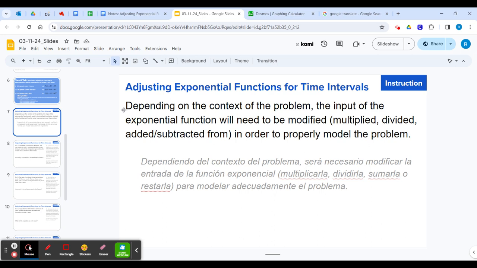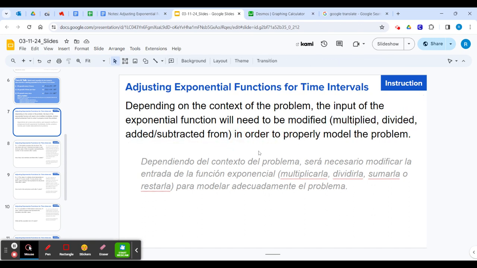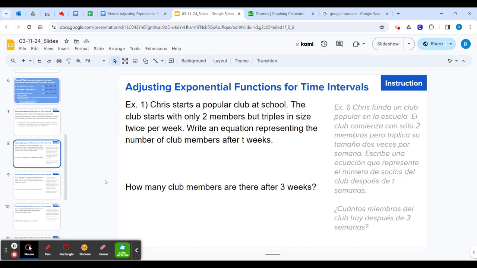After this statement at the top of your note sheet: depending on the context of the problem, the input of our exponential function will need to be modified. That means we either need to multiply or divide or add or subtract from it in order to properly model the problem. Let's take a look at example one.